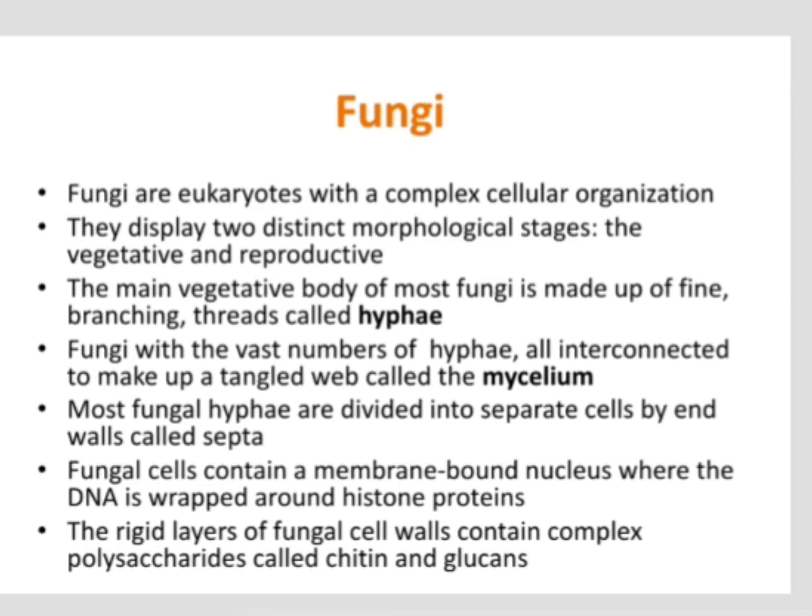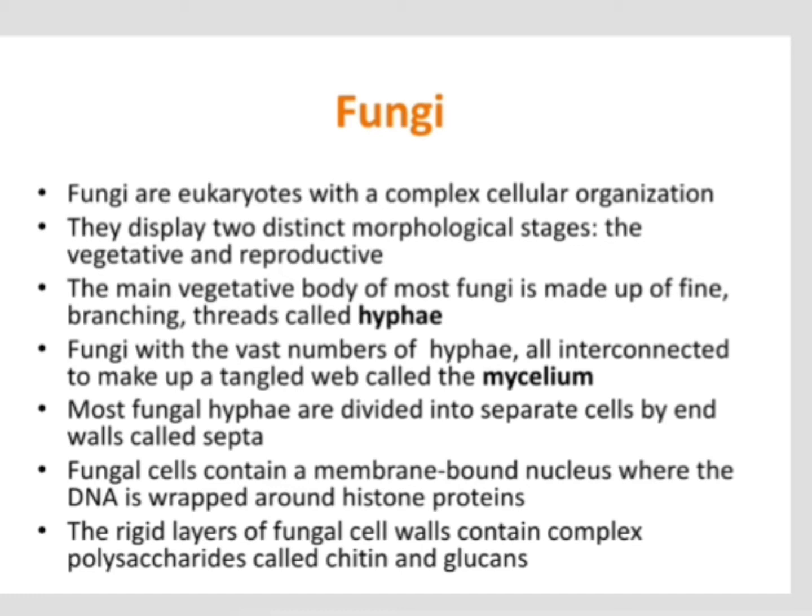It exists in two different stages, that is its reproductive stage and its vegetative stage. In the vegetative state, the fungal body is called hyphae, and it is a fine thread-like structure. A large number of hyphae get interconnected to form a web-like structure called mycelium. Fungal hyphae are divided into separate cells by means of septa, and some septa may contain more than one nucleus. Then they are called cenocytic hyphae.